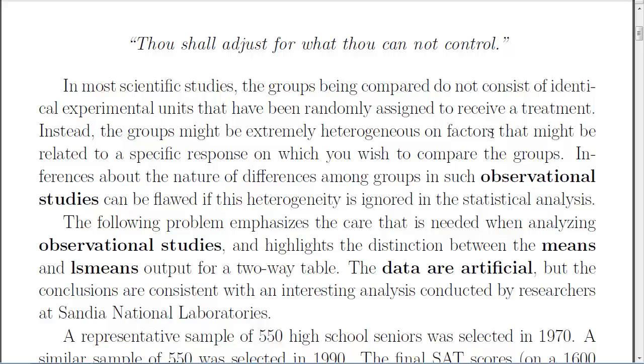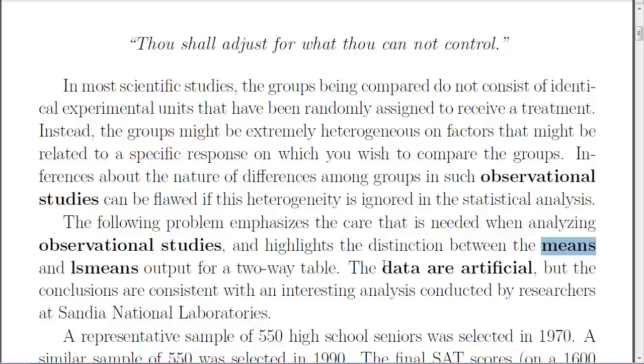And in fact, all those factors may all be related to the specific response on which you want to compare the groups. So that's what makes observational studies challenging, is that you are observing groups, you want to make a comparison, but the groups are different in more than one way. And that's where problems can happen if you ignore those differences. So the following problem emphasizes the care that you need in an observational study, and we'll see why LS means is the appropriate way to make comparisons rather than grand means.